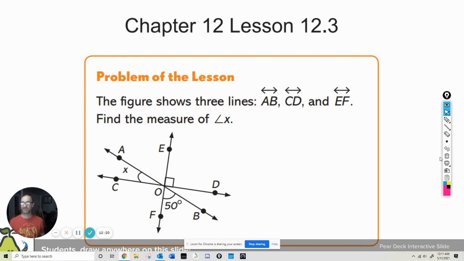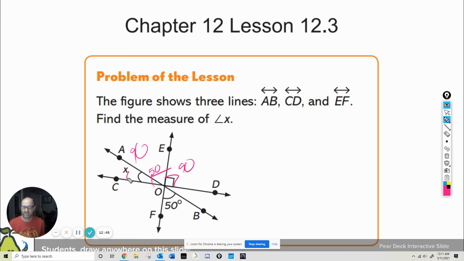Oh, hey. And we're gloriously at the end of chapter 12. Do this. Good luck. Oh, this one looks fun. Oh, I already solved it. Seriously, that's no fun. Did you get 40? Okay, good. You should have, because if that's 50, that's 50, and if that's 90, that's 90. 50 plus 40 equals 90.